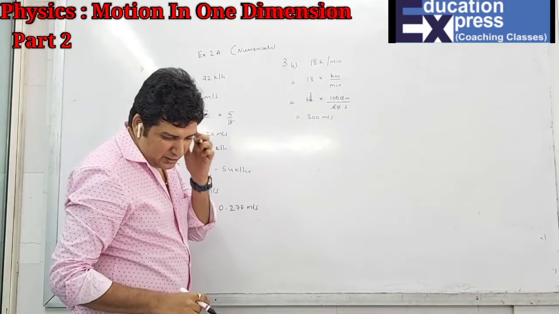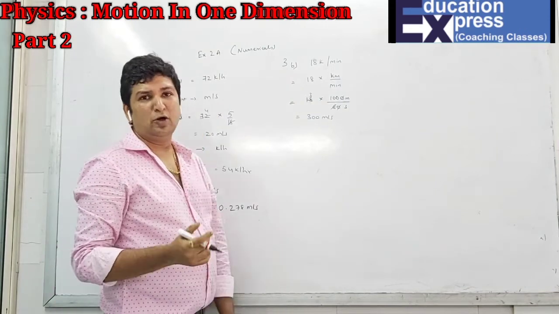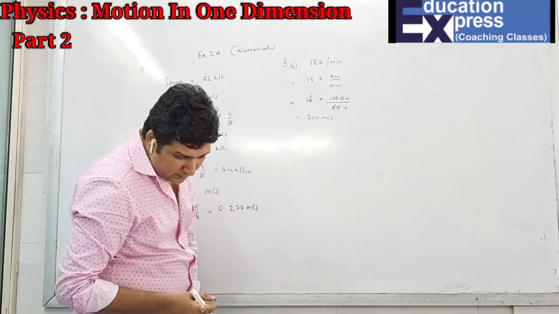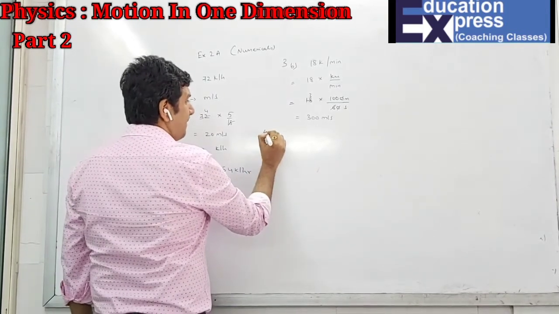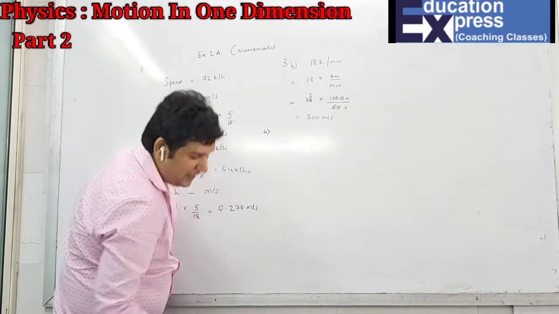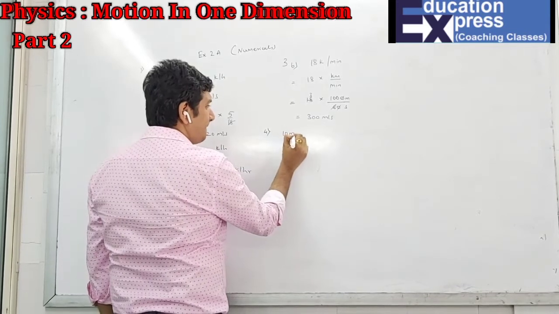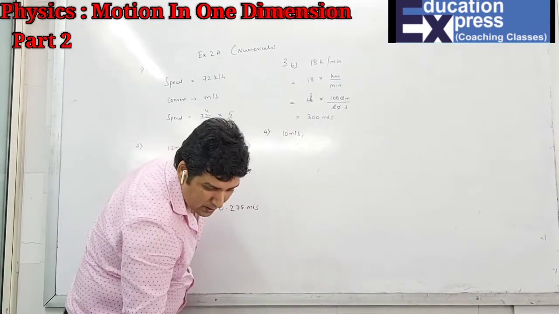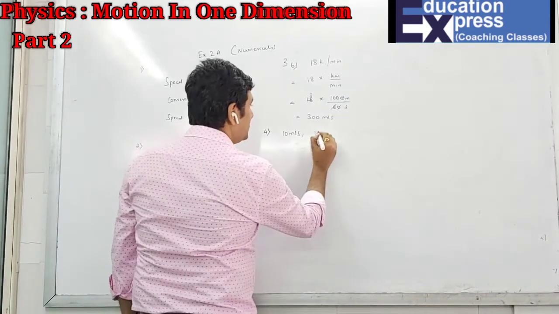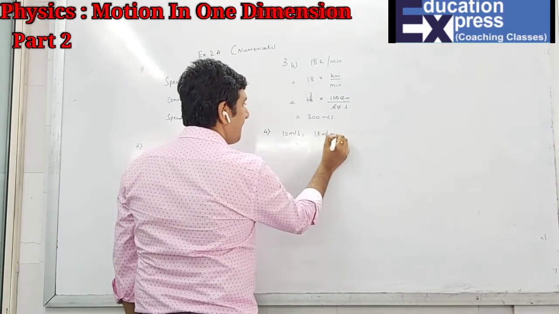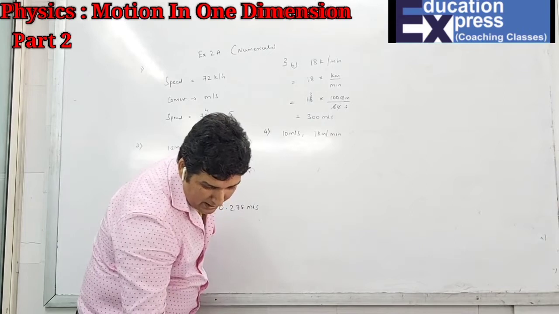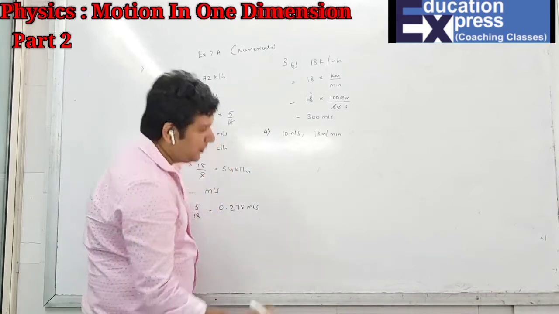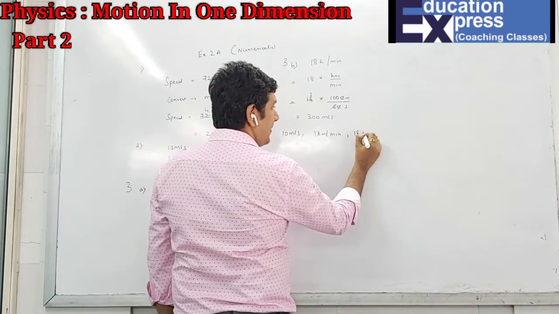Fourth. Again the same thing, just you have to arrange in the increasing order. Increasing order means ascending order. So here they have given us 10 meter per second, 1 kilometer per minute, and last is 18 kilometers per hour.